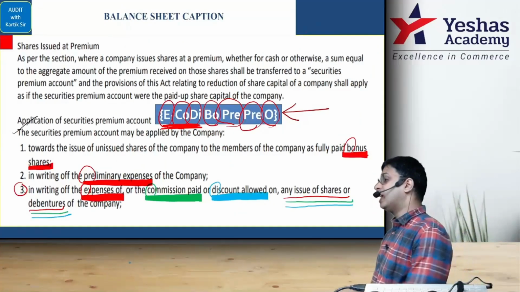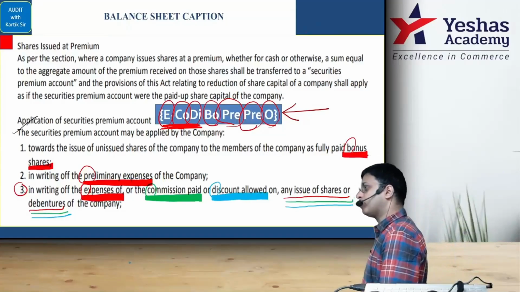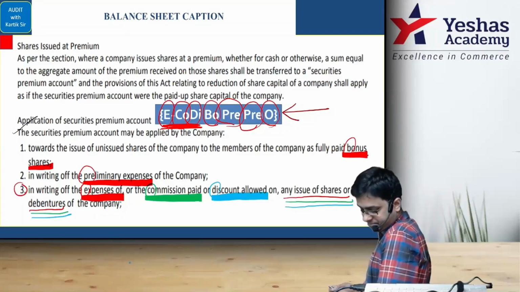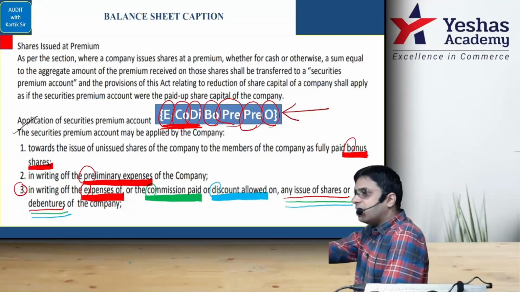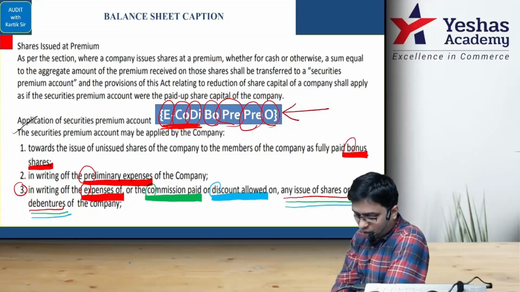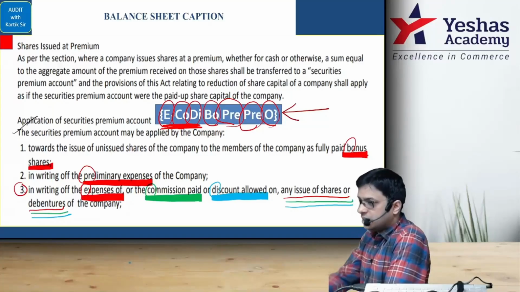Application of secondary premium has come many times in the exam. This one, law and audit, both papers properly. Now what we need to learn is the paragraph below that. Because this is entirely law, from the beginning till point number 5 ending is entirely law. It is law, not audit. Audit is those 3 small lines.